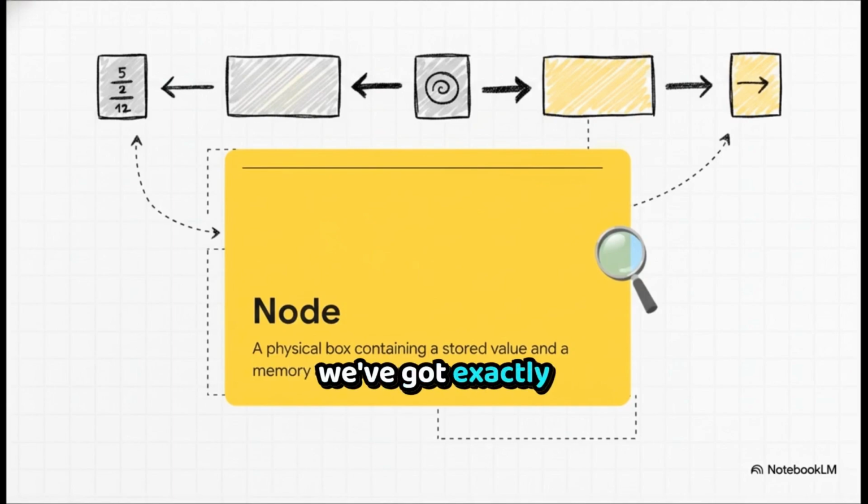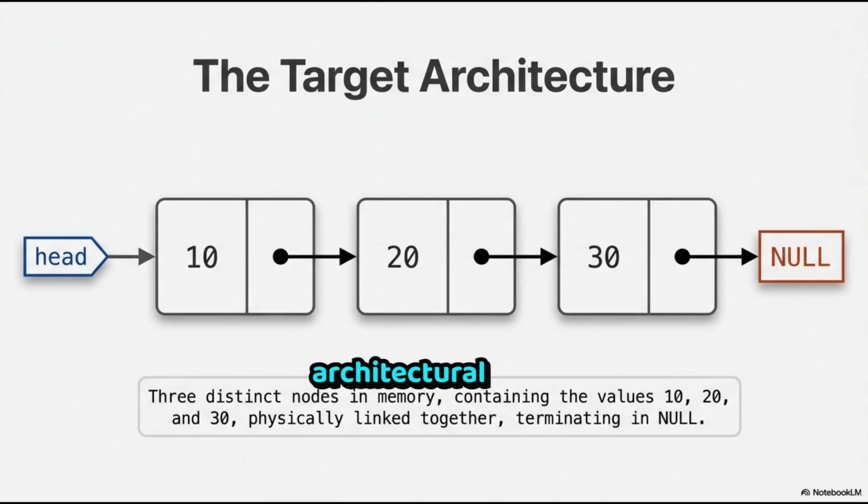Inside this box, we've got exactly two things. First, a stored value, like a number, and second, a memory address. Think of it as a physical directional sign pointing directly to where the next box is located. Now here is our ultimate architectural goal. This is the final building we're trying to construct today. We want 3 distinct nodes holding the values 10, 20, and 30, and they need to be physically linked together in a sequence. Notice that the final node, the one holding 30, must be safely grounded. In C, we ground that last link by pointing it to null. It basically tells the computer, hey, stop, this is the absolute end of the line.